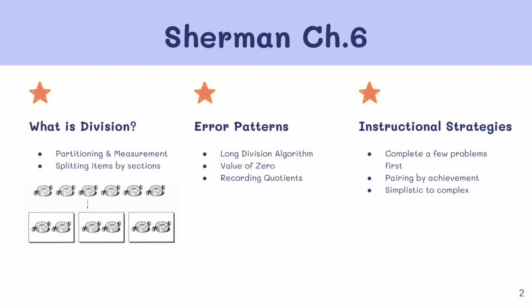However, as such, we do run into error patterns, which in this case, the first one that Sherman discusses is the long division algorithm, which essentially is you're doing the work correctly, but the issue is where you're putting the quotient, the answer. And the first error pattern is reversing the answer on the top. So the two, the zero, and the one are actually in the wrong position, and this is why they are not getting the correct answer.